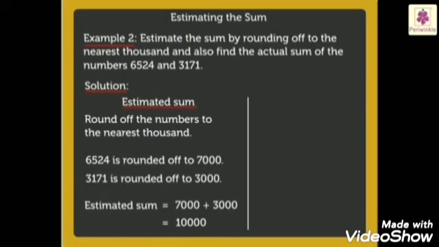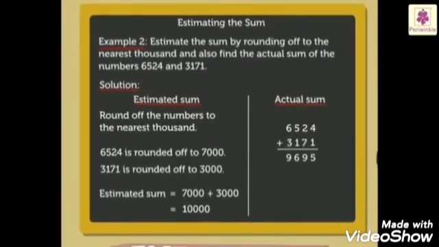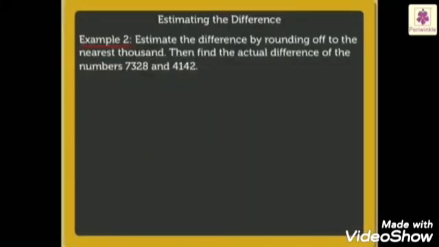Now, let us find the actual sum. So, 6,524 plus 3,171 is equal to 9,695. Kids, solve one more example.